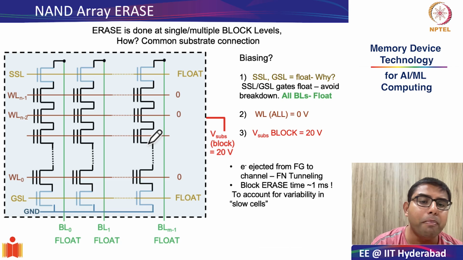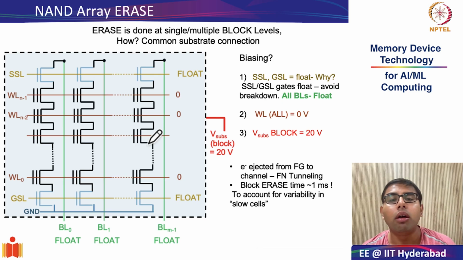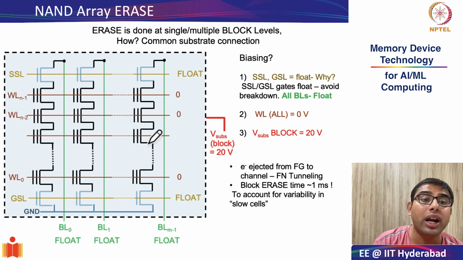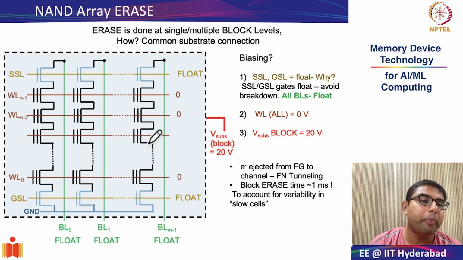Now, another very important thing to emphasize is, remember that block erase times are generally significantly larger compared to read times and program times, which happen at the page level. So generally block erase times are of the order of 1 millisecond. So a natural question would be, why are erase times significantly larger compared to the program times?